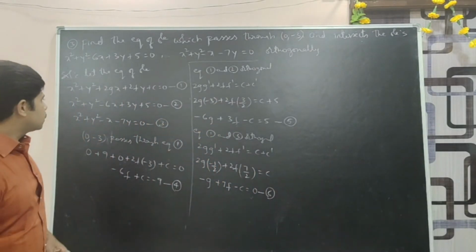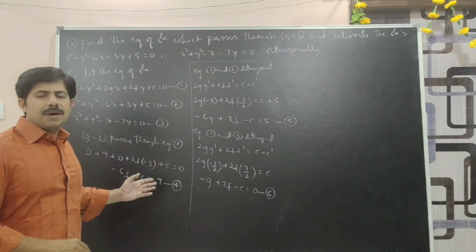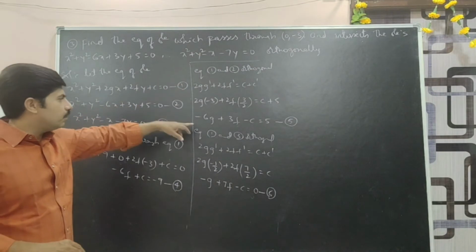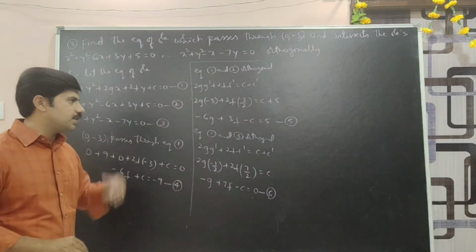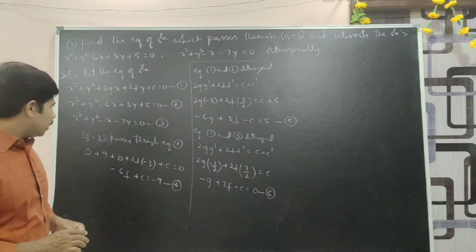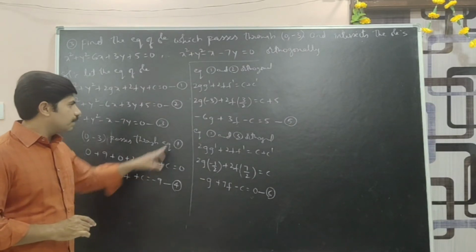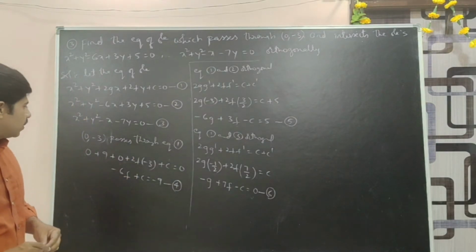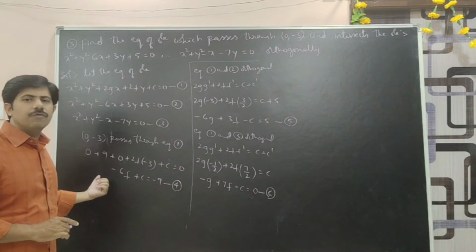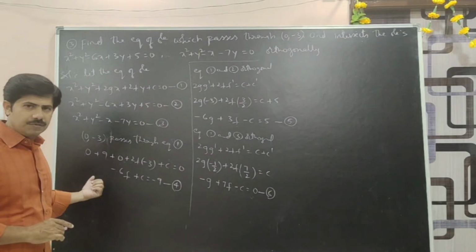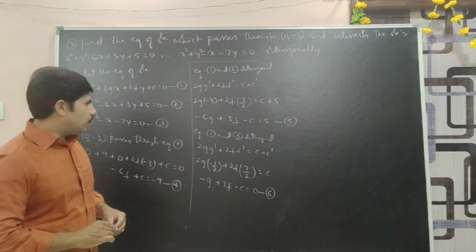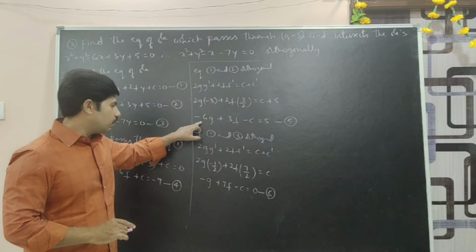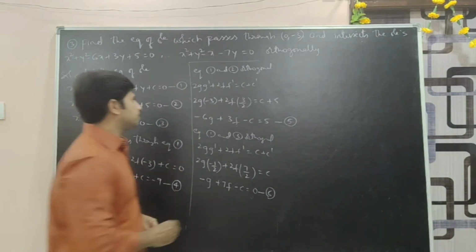See, first it is given that (0, minus 3) passes through equation 1. We substituted, so we got an equation. Then we did 1 and 2 orthogonal, we got the 5th equation. 1 and 3 orthogonal, we got the 6th equation. Now if we observe the 4th, 5th and 6th equations, we don't have the g term in equation 4. So we will solve 5 and 6 and eliminate g.